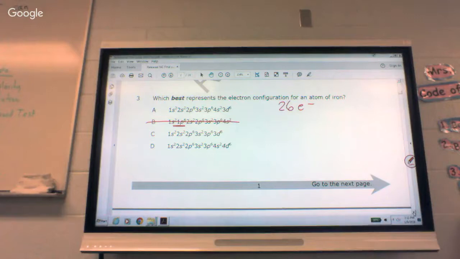So 3s2, 3, and this is p. So 3p1, 2, 3, 4, 5, 6. So that's 3p6. We come over here, this is what number? That's 4s, 4s2, and then what number is right here? That's 3, and then 3d, 1, 2, 3, 4, 5, 6. That's 3d6. So the right answer is which one? It's A.